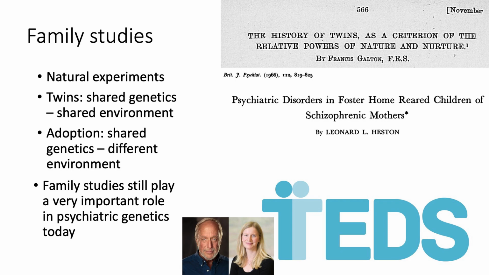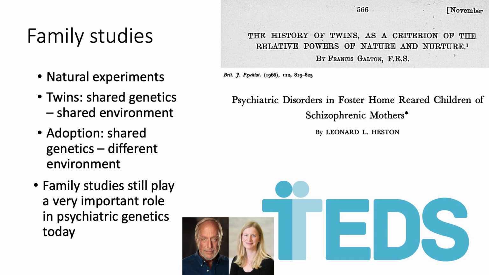So I'm going to talk about three types, broadly, of genetic studies today, some of which have been more successful than others. Firstly, talking about family studies. These are natural experiments that take advantage of either monozygotic or dizygotic twins that have at least some or all shared genetics and often a shared environment, or adoption studies where you have some shared genetics but no shared environment.